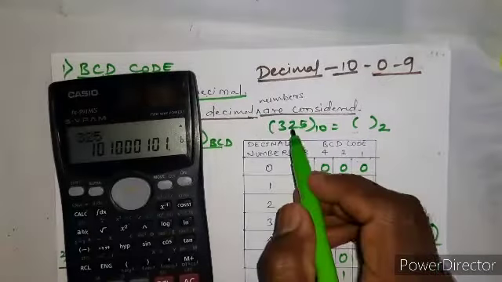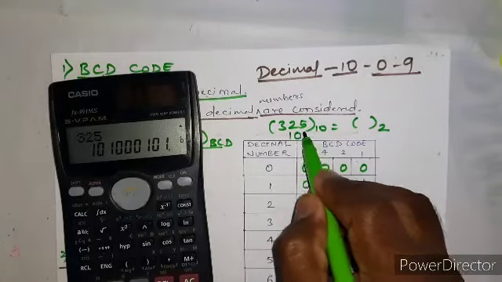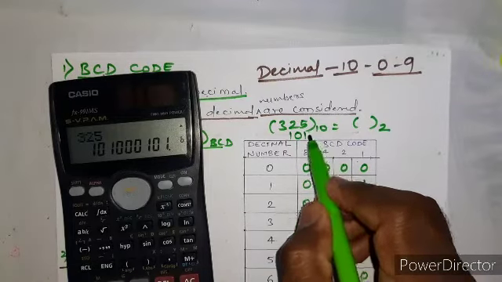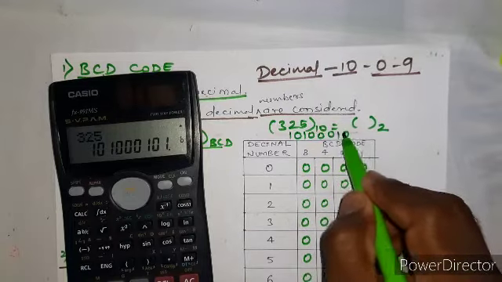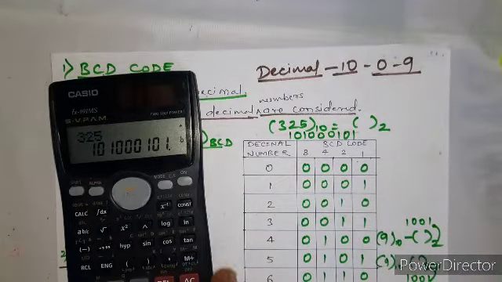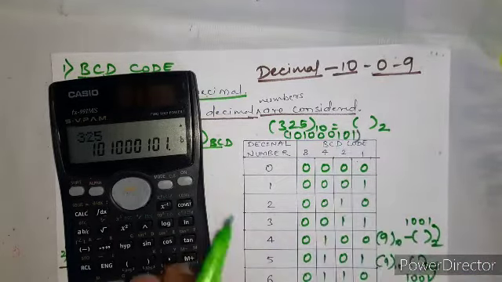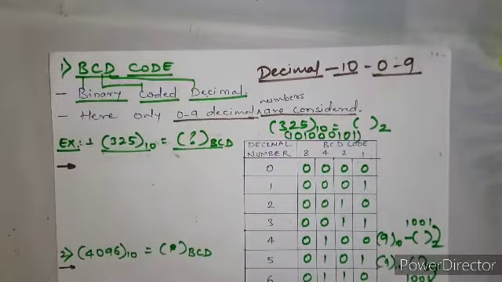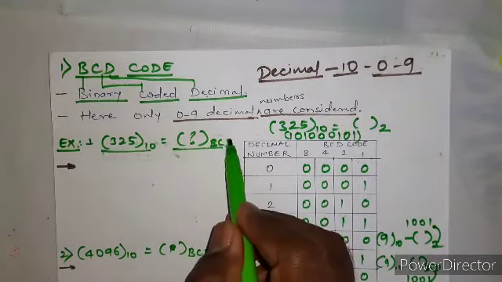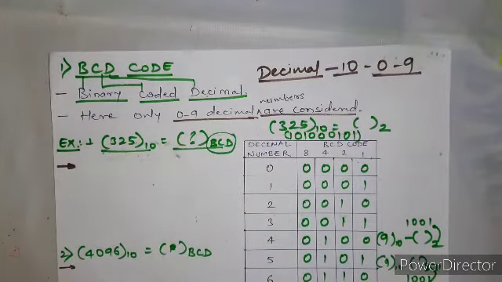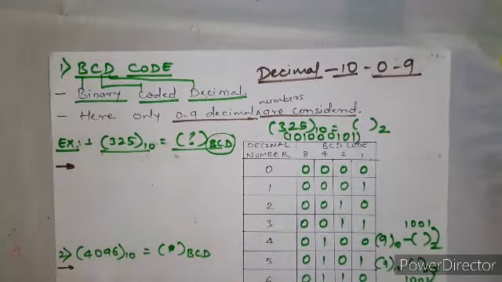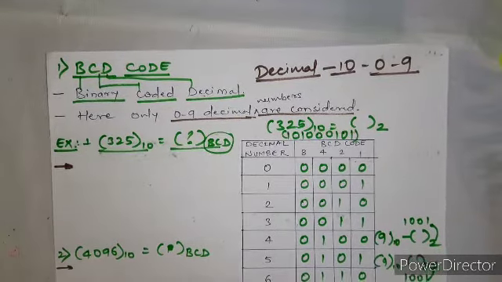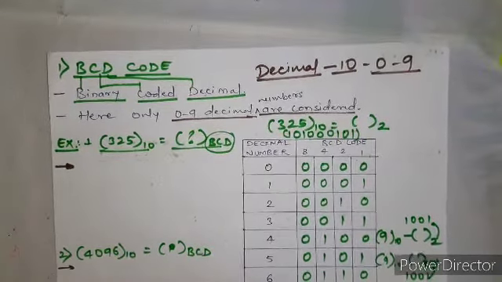Okay, so I can write down here, it is 1 0 1 0 0 0 1 0 1. So this is the binary form of 325, but we are supposed to convert that into BCD form. Now that is what you have to understand. The binary form of a given number is different and the BCD form of a given number is again different.